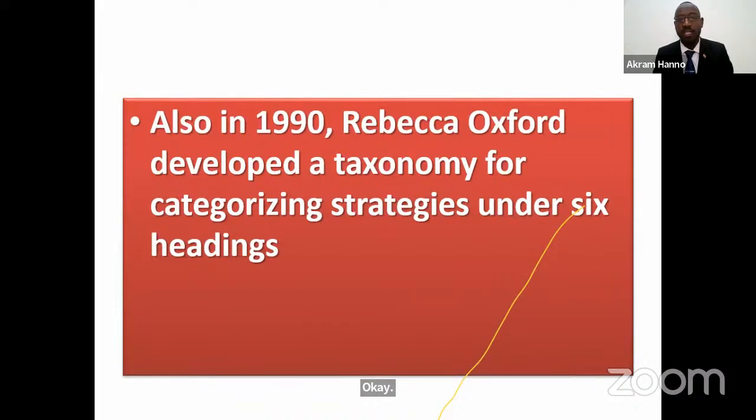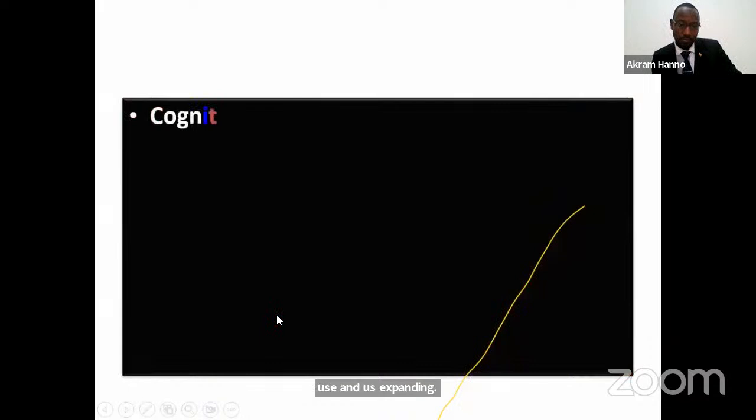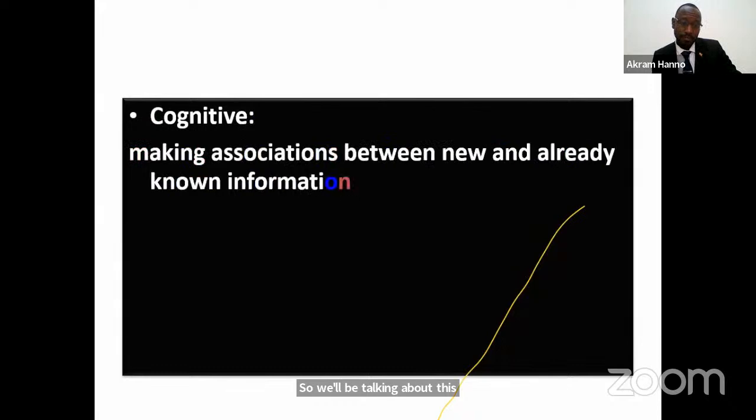Think about this. Also in 1990, the same year, Rebecca Oxford developed a taxonomy, a classification for categorizing strategies under 6 headings. So we'll be talking about this. Cognitive: making associations between new and already known information. So you associate them or you link them.